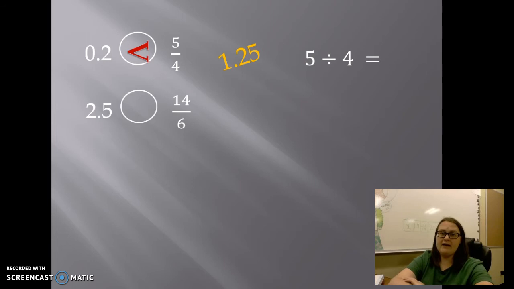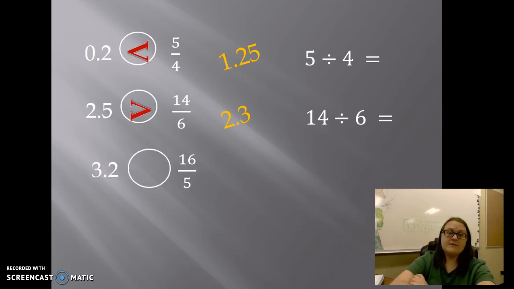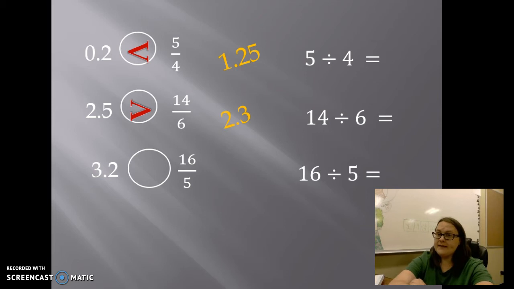Next, we have 2.5. Is that greater than, less than, or equal to 14/6? So we're going to write it as a division problem, and we have 14 divided by 6, which equals 2.3. 2.5 is greater than 2.3, or 14/6. The last problem we're going to do here is 3.2. We're going to compare that to 16/5. 16/5 becomes 16 divided by 5, which equals 3.2. So they are equal.